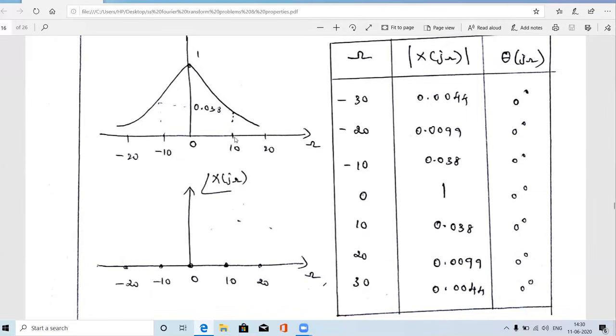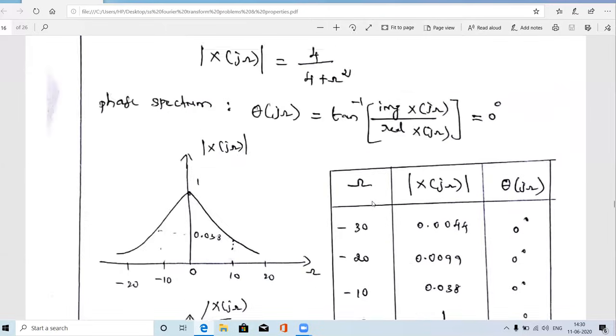Then the omega is 10, 20, 30, etc. Similarly, on the negative side, minus 10, minus 20, minus 30, etc. Okay. So first, if omega is 0, what is the value of the modulus of X of j omega? We have to find out. So for now, you substitute omega equal to 0 in the modulus of X of j omega.